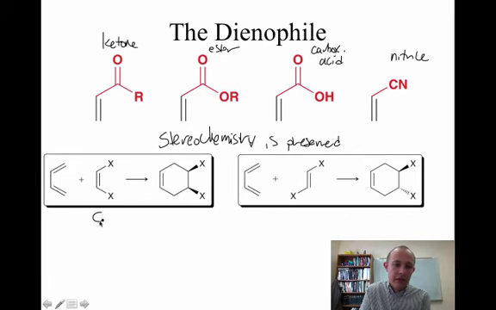That means if you have a cis alkene, so if these are electron withdrawing groups, whatever X is, then they're going to be cis to each other in the product. So if you start with a cis alkene, we get a cis cyclohexene. And if they're trans to one another, we're going to get a trans cyclohexene, okay?